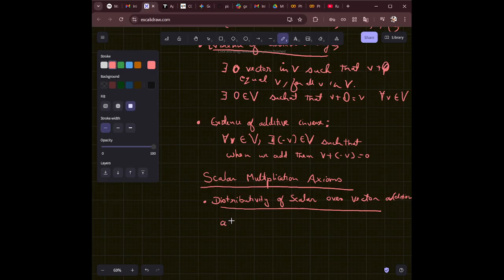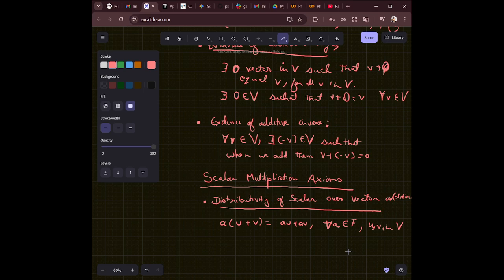So a times (u plus v) equals au plus av, for every scalar a, for all scalars a, element of F, and u, v in V.